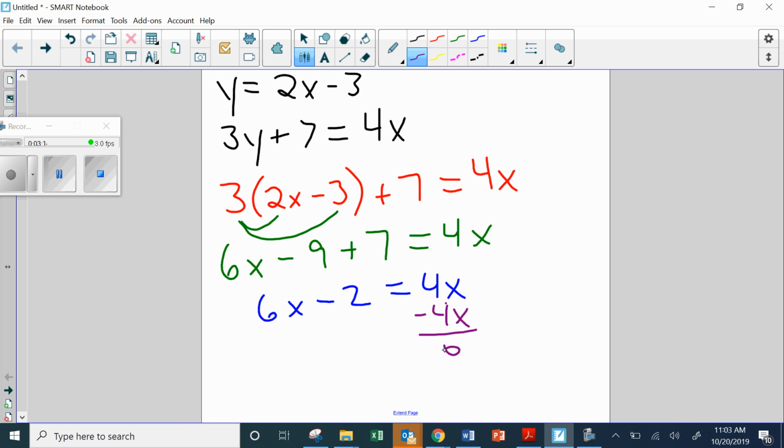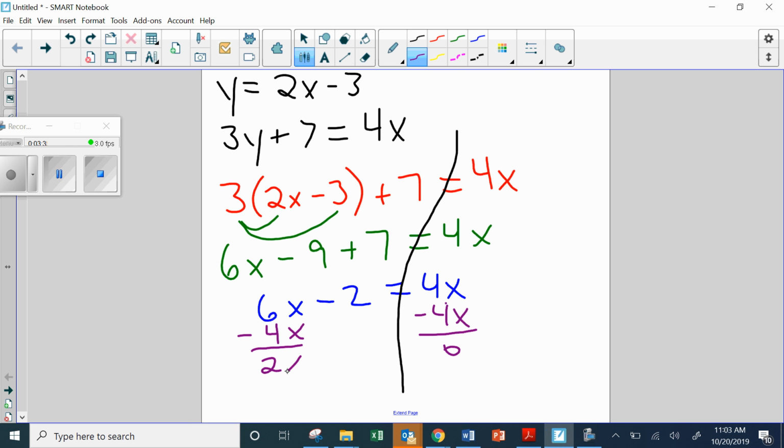Oh, wait, let me do this. When I'm solving, remember, the middle of my equation is always where my equal sign is. So if I do it on the right side, if I subtract 4x on the right side, I need to come back and I need to subtract 4x on the left side.